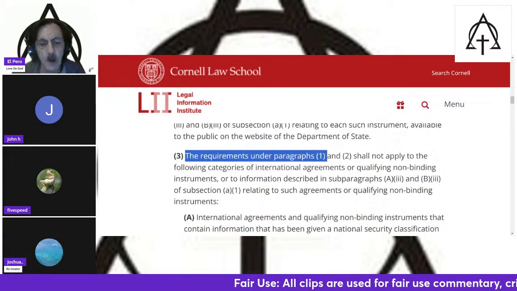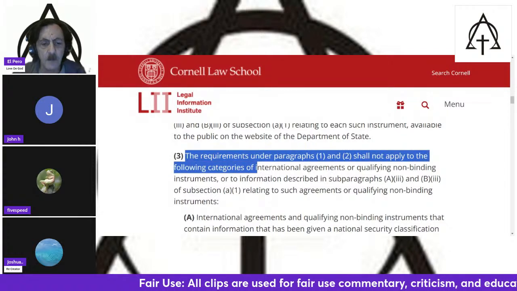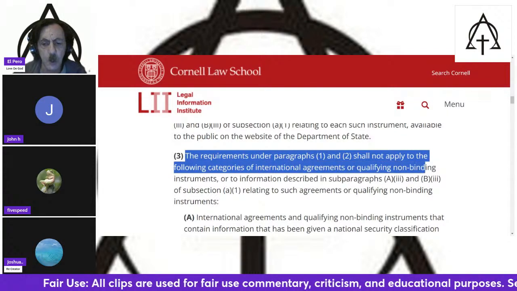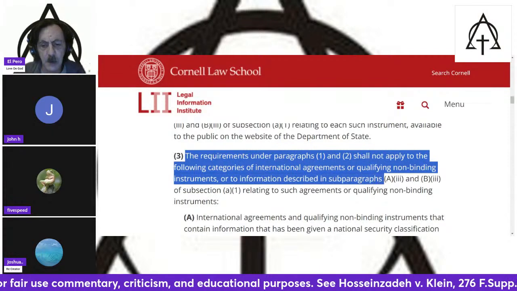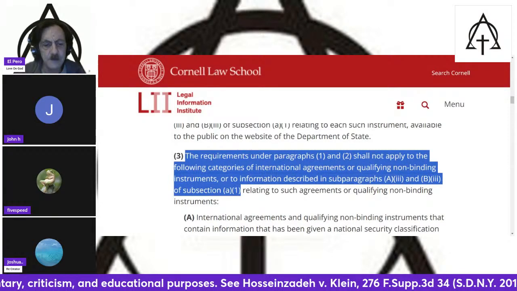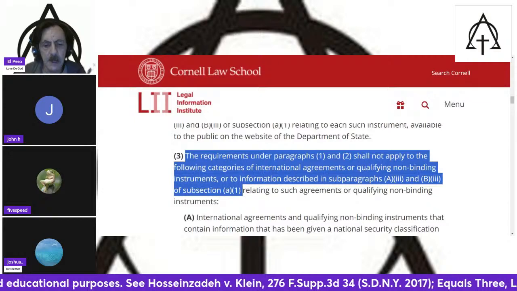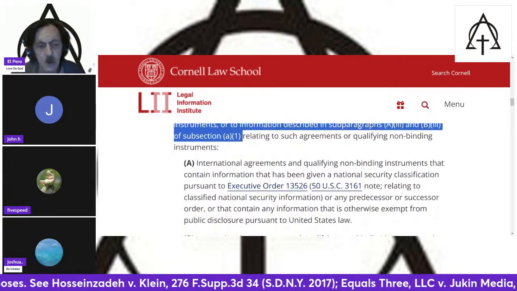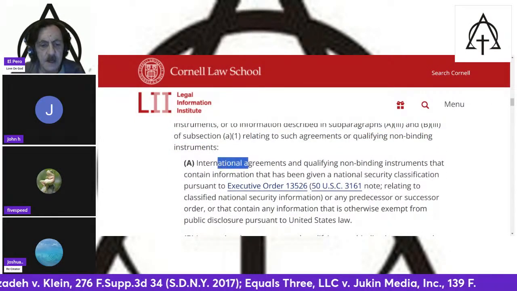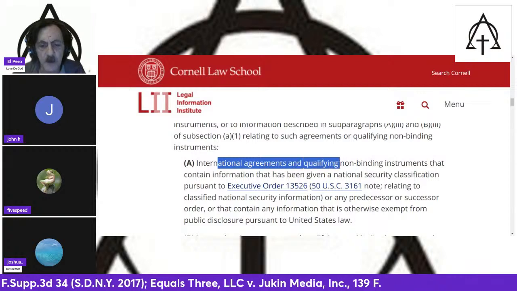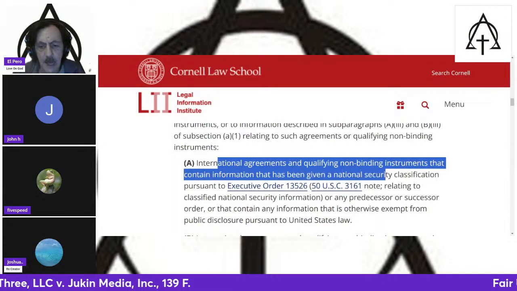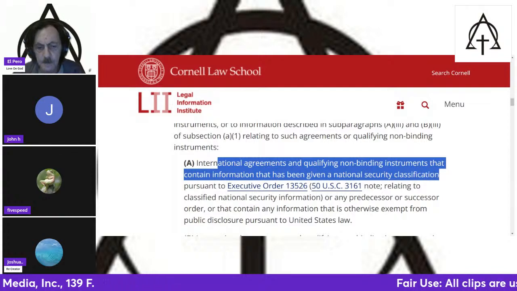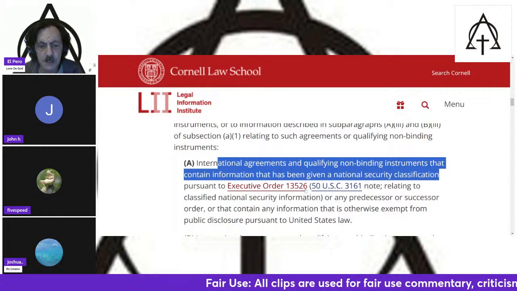The requirements under paragraphs 1 and 2 shall not apply to the following categories of international agreements or qualifying non-binding instruments, or to information described in subparagraphs A3 and B3 of subsection A1 relating to such agreements or qualifying non-binding agreements. International agreements and qualifying non-binding instruments that contain information that has been given a national security classification pursuant to Executive Order 13526.